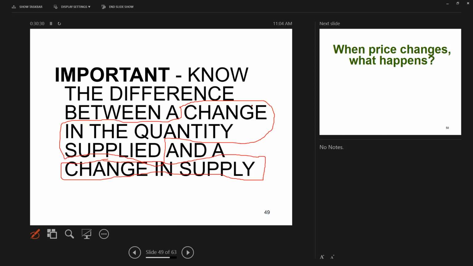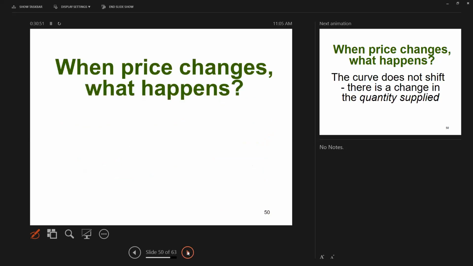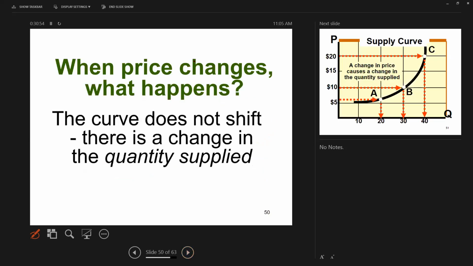On the other hand, if price changes, we designed the supply curve, just like we did the demand curve, to take into account changes in price. So we haven't violated ceteris paribus when price changes. So we just move up or down the same supply curve. And we'll reinforce that here in a second. What happens when price changes? So if the price of CDs changes, what happens? That's going to cause a change in the quantity supplied.